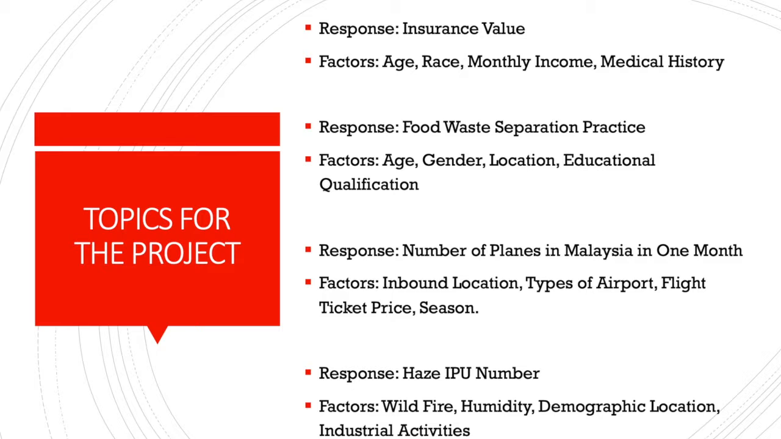The third one: the response is the food waste separation practiced. The factors are age, gender, location, and educational qualifications. The fourth one: the response is the number of planes in Malaysia in 1 month. The factors are inbound locations, types of airports, flight ticket price, and seasons, which are the holiday seasons or whatever kinds of seasons we have in Malaysia. The last one: the response is the haze IPU number. The factors are wildfire, humidity, demographic location, as well as industrial activity.